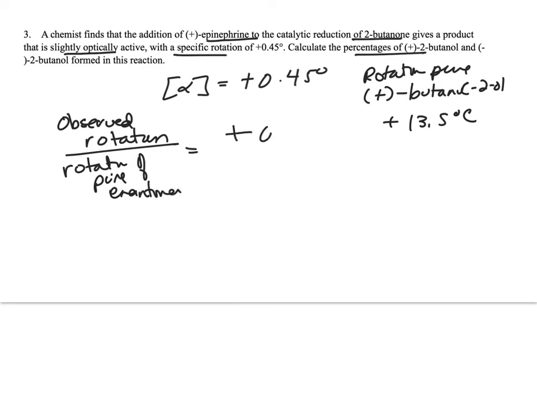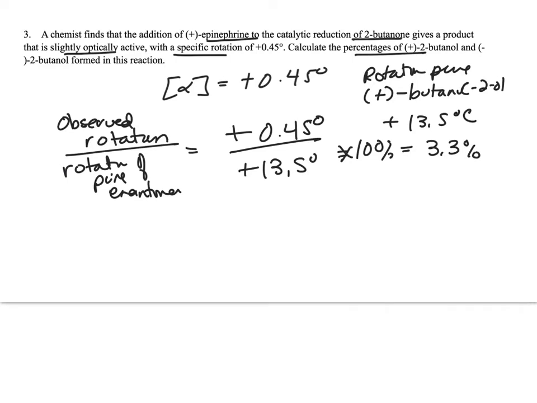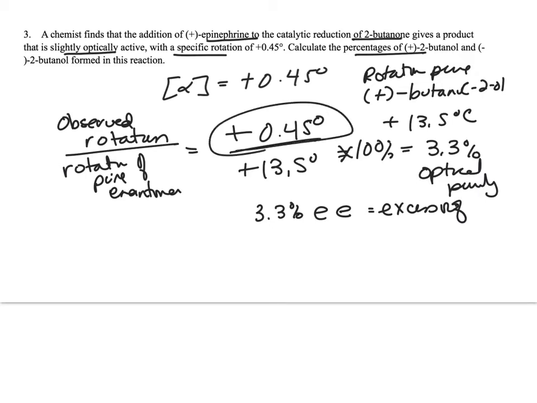So then you'll do positive 0.45 degrees over a positive 13.5 degrees, and you'll multiply that times 100%, and that's going to give you 3.3% optical purity. Okay, that gives you the purity. That means it's 3.3% enantiomerically enriched. This is excess of, and it's a positive, see, positive 0.45 of the positive enantiomer, because you get the positive and the negative.